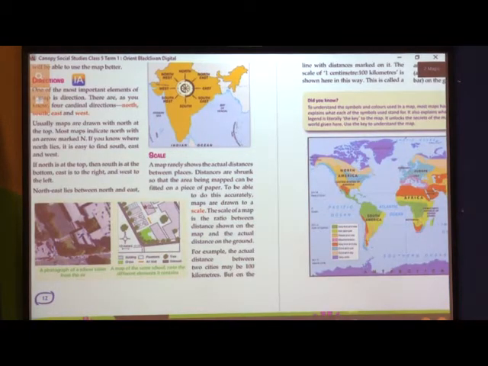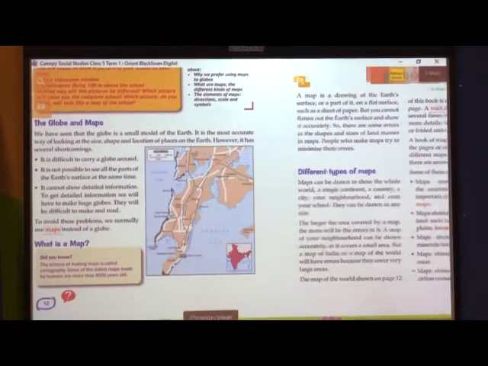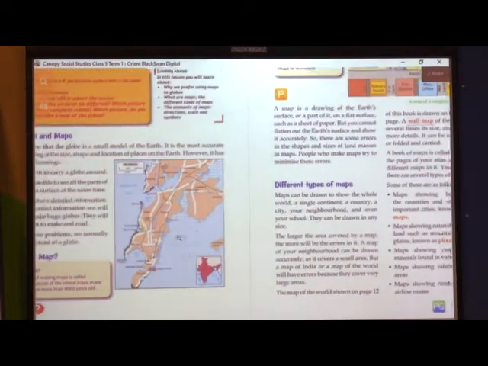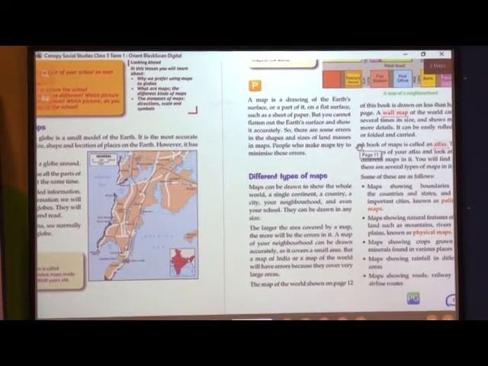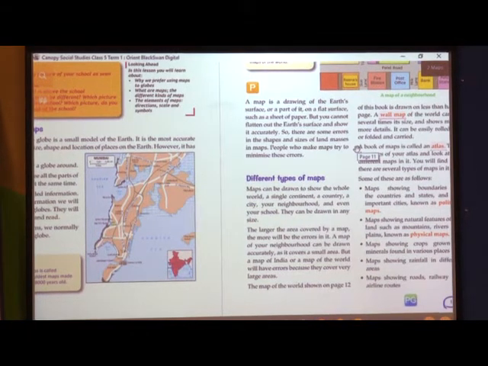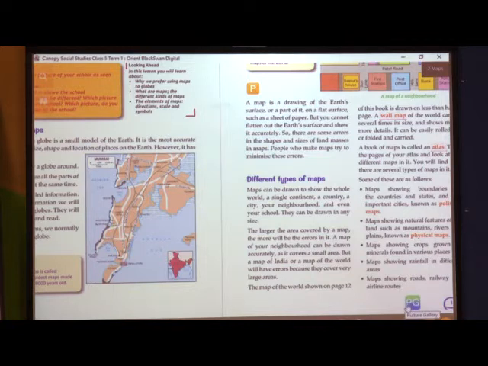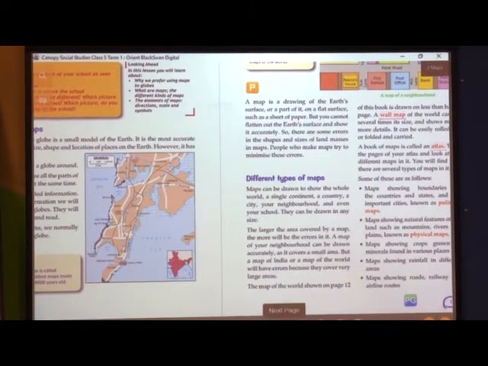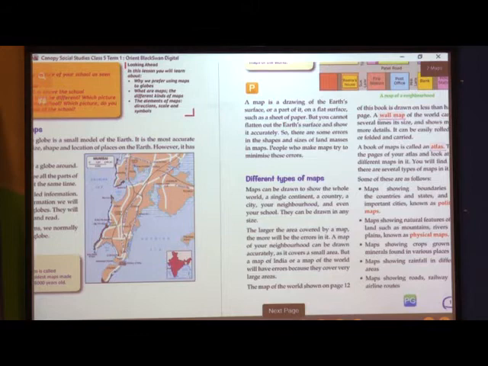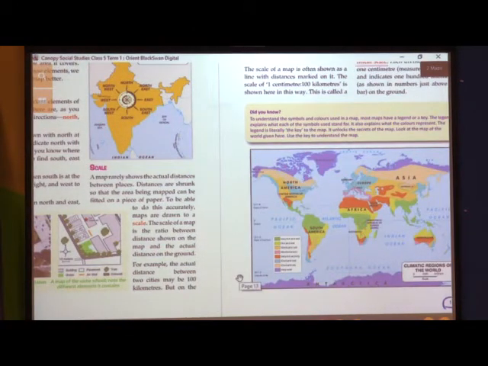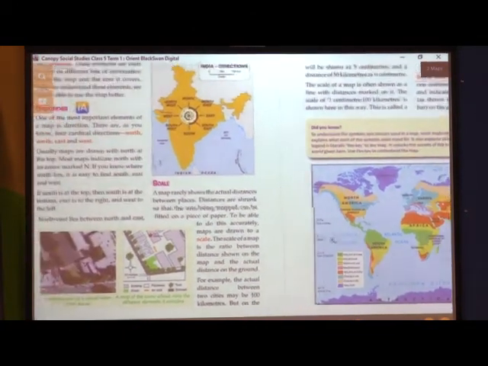So what is the problem with maps? Because the world is huge, and also a country or a state, when it is shown on a large scale, there are chances of more and more errors. Okay, so now we have seen different types of maps. Now we will see the elements of the map.